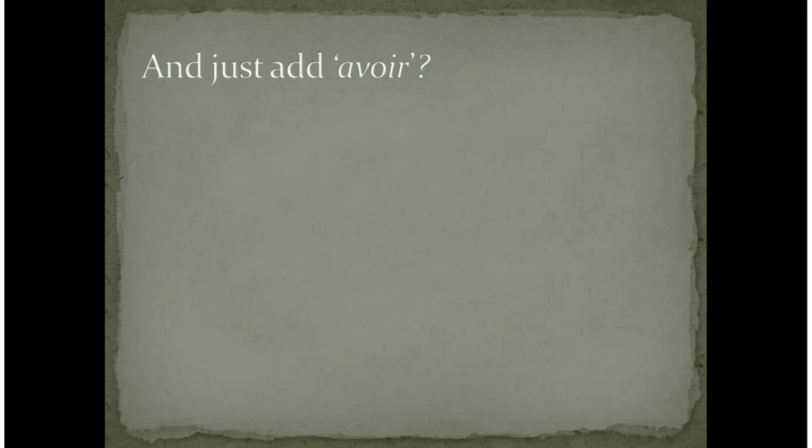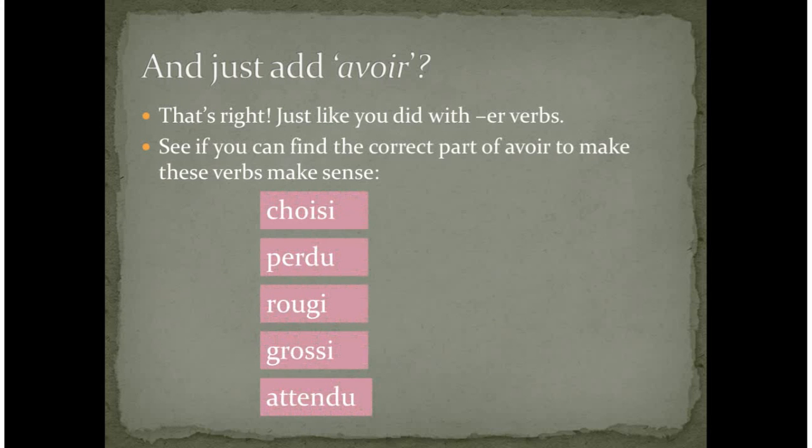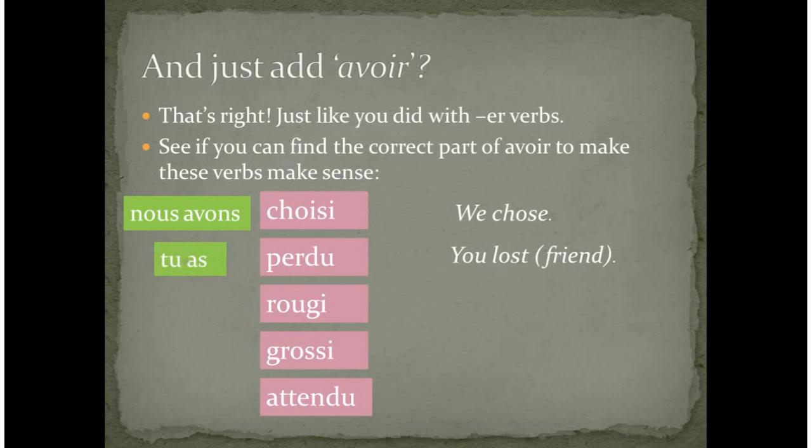Okay, let's put this into practice now. See if you can make these verbs make sense. I've given you the past participle. You need to find the correct part of avoir. So, we chose would be nous avons choisi. You lost. Your answer should be tu as perdu.